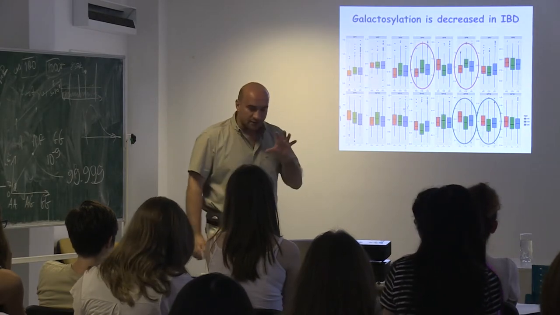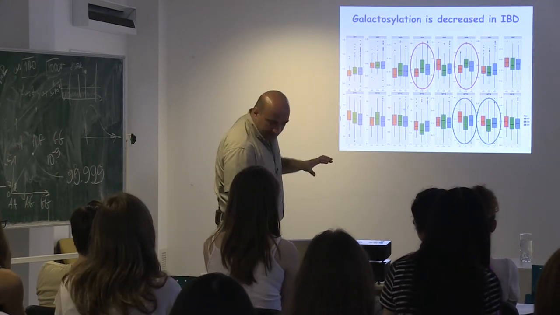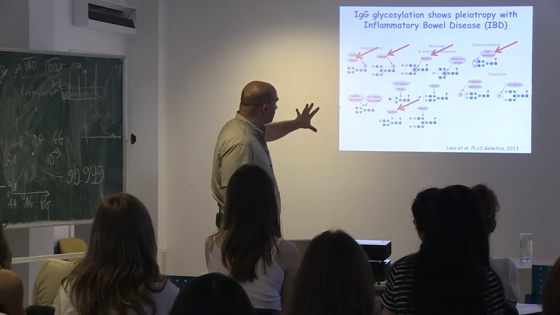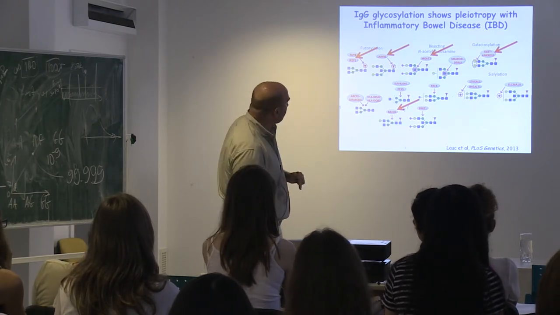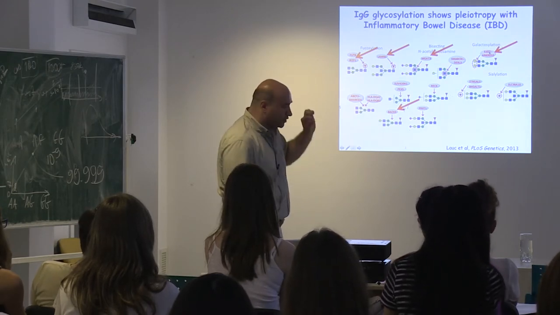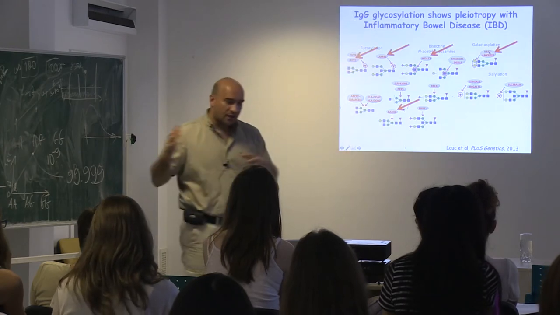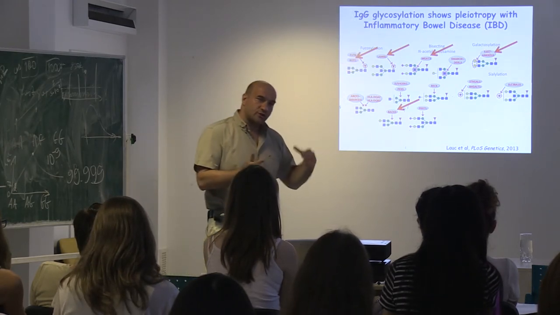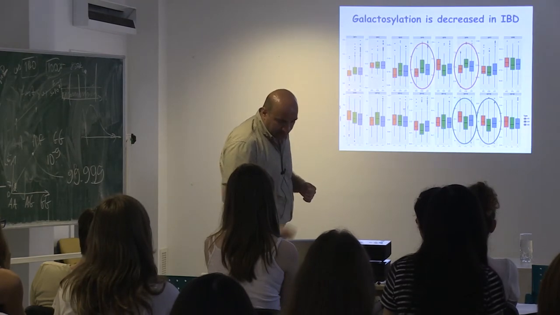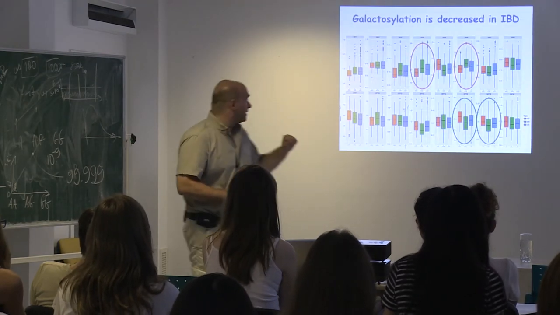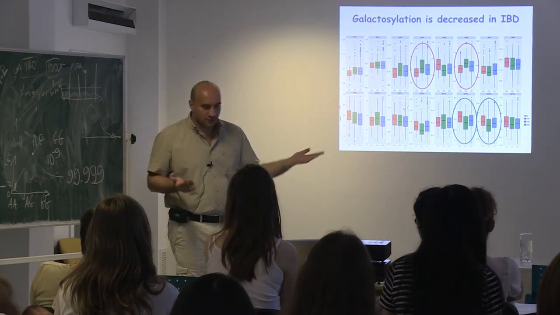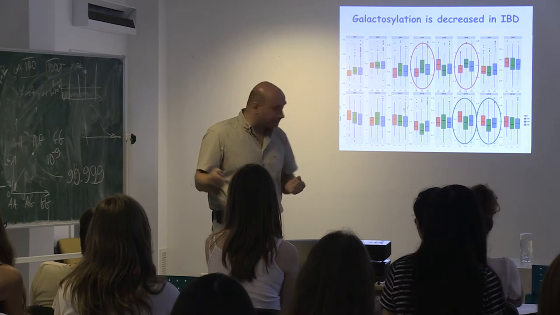And so we know the genes associated with IBD. For example, it associates with genes which associate with the galactosylation, and genes which associate with core fucosylation. So let's see what we can see in patients. IBD has two subgroups, Crohn's disease and ulcerative colitis.